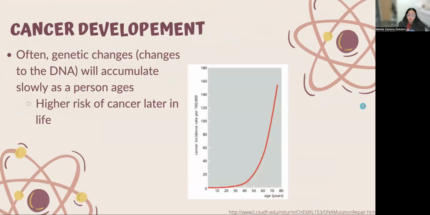Often, mutations or errors in our DNA will accumulate slowly as a person ages, leading to a higher risk of cancer later in life. This happens normally just because of chance. In a lifetime, cells have divided trillions and trillions of times, so it can't always be perfect. The longer we live, the more chances there are for a mutation to happen when a cell divides.